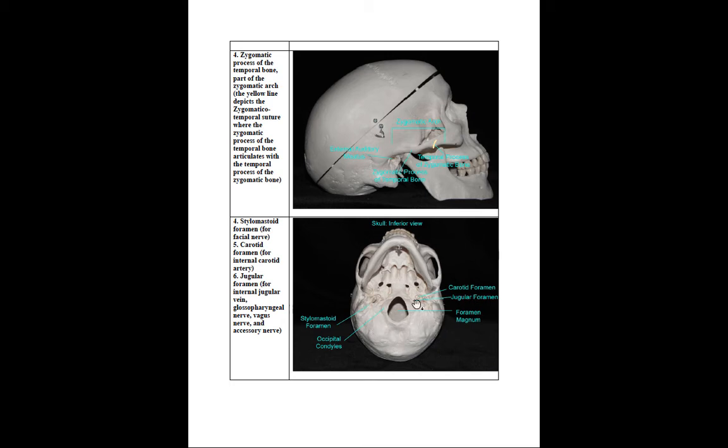Then we do have the carotid foramen and then the jugular foramen. Again, the carotid will be on the inferior side, closer to anterior, and then just posterior of the carotid foramen will be the jugular foramen. Again, these will be much easier to see in the video where I go through the foramina. So again, we've got the carotid foramen for the internal carotid artery, and then the jugular foramen just behind it for the internal jugular vein. And then a few other nerves go through that.